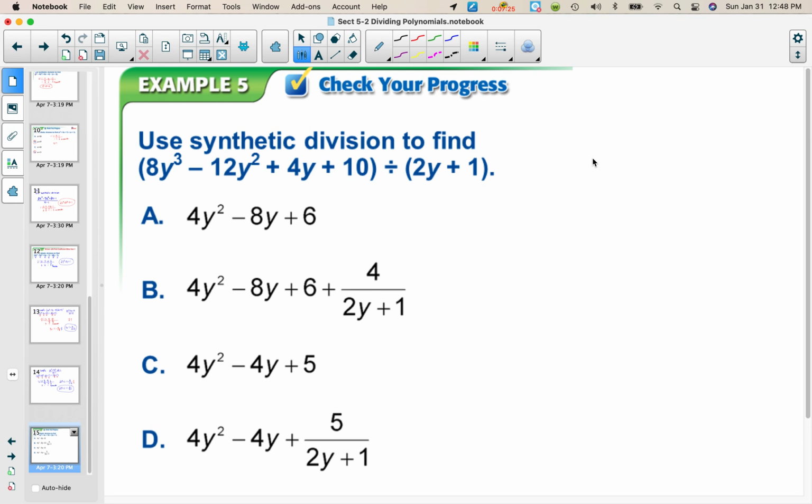You go ahead and try this problem. Pretty sure this is one with a remainder, so give it a try.